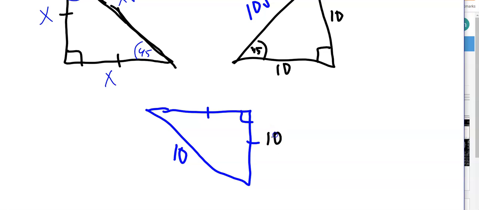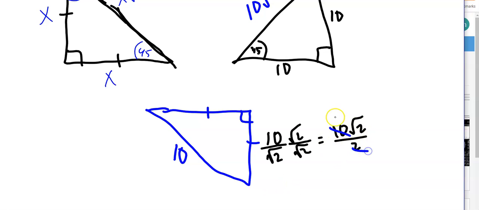So this side would actually be 10 divided by square root of 2, which we don't really like that answer. We're going to rationalize it. We don't like radicals in the denominator. So this would be 10 root 2 over 2. And that actually does cancel. That makes 5. So this would be 5 root 2.